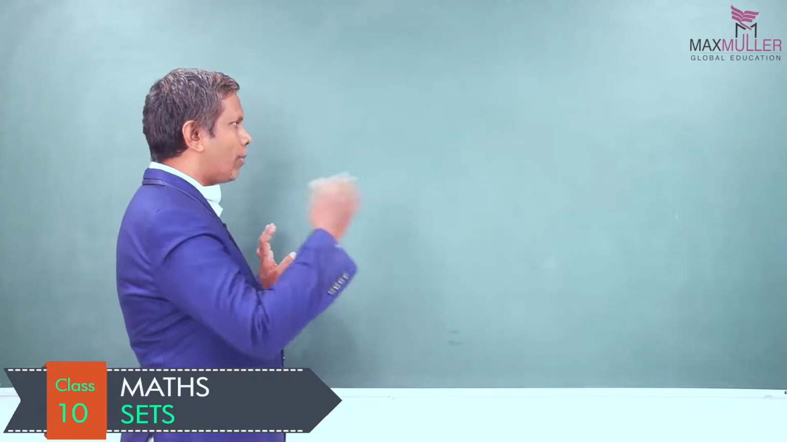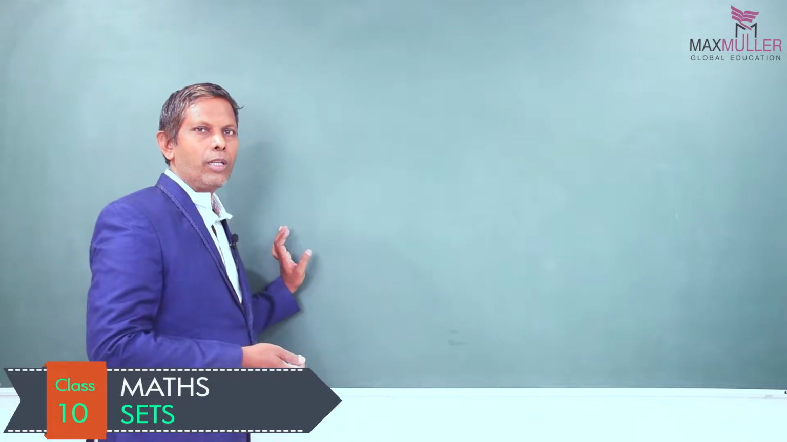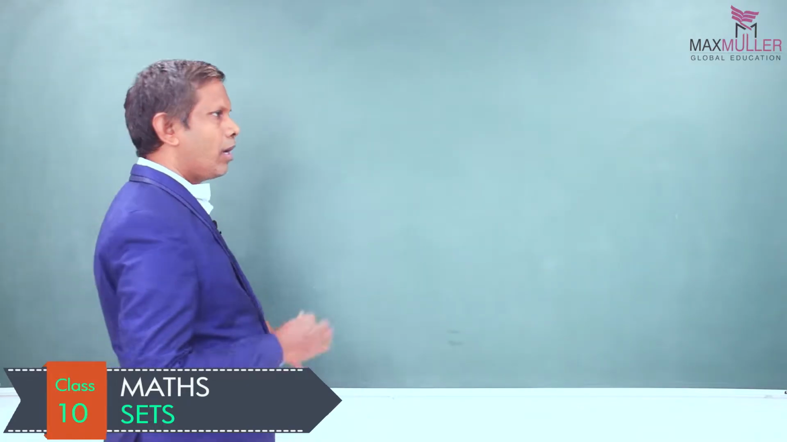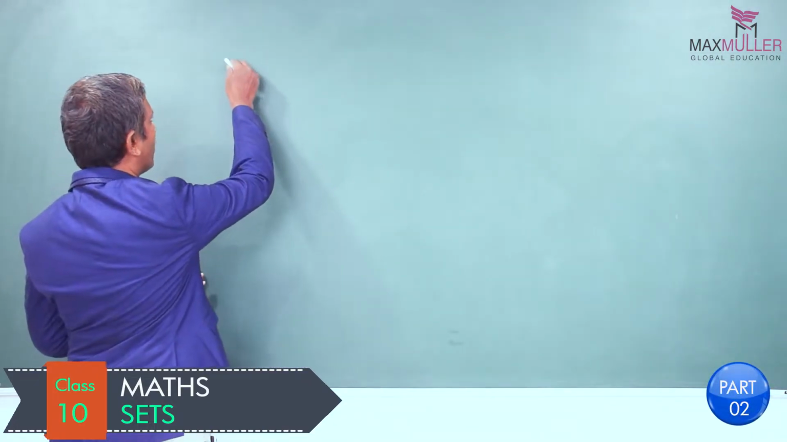So previously we discussed one question, that is an infinite set. Now we are taking a finite set. How can we do the element operations?